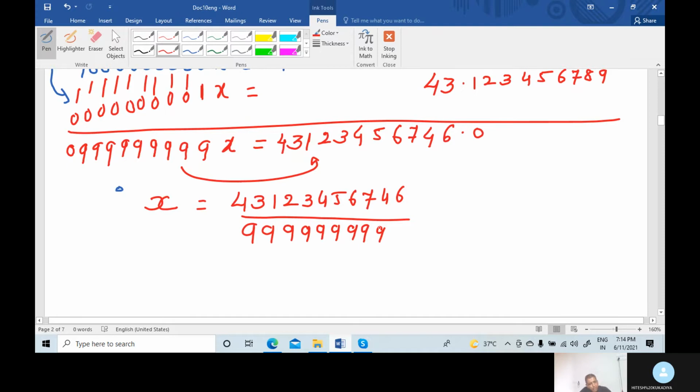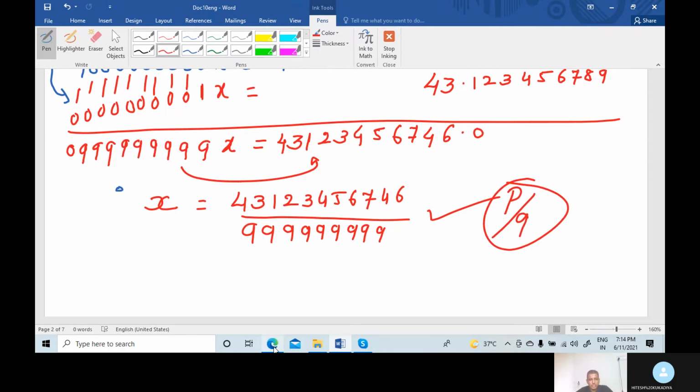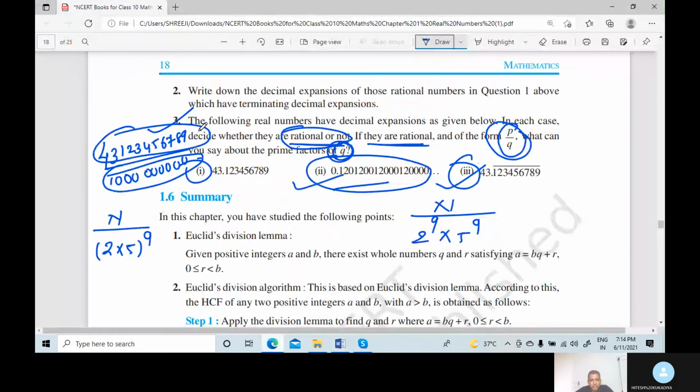Now, here possible or not possible, I don't know. You can divide by 3 or 9 also. Otherwise, this is your final answer. Here we convert to the P upon Q form. But what is our question? Look, read this question. The following real numbers have decimal expansion given below. In each case, decide whether they are rational or not. So first we decide the rational.